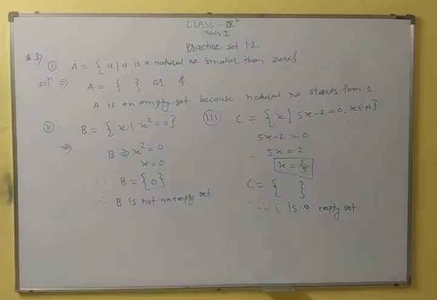Question number 4. Write with reasons which of the following sets are finite or infinite. Okay, here only 2 problems are given, A and B, and the remaining problems are reduced. First problem: A is the set of all x such that x is less than 10 and x is a natural number. Is it finite or infinite? It is countable. Therefore it is a finite set. A is equal to 1, 2, 3, 4, 5, 6, 7, 8, 9, and these are countable numbers. Therefore it is a finite set.